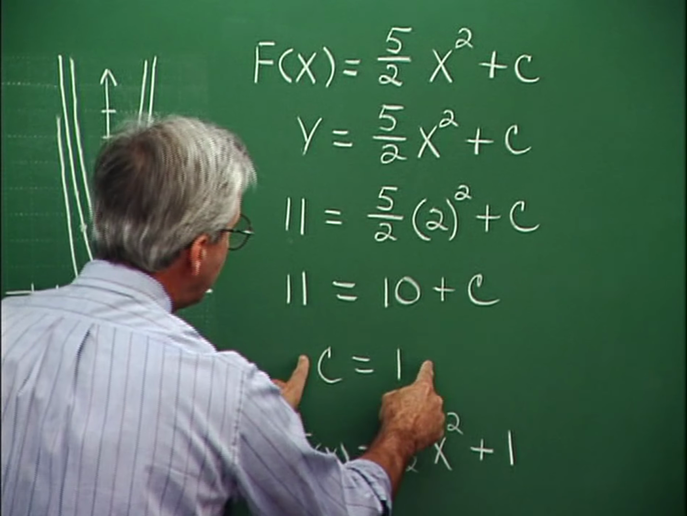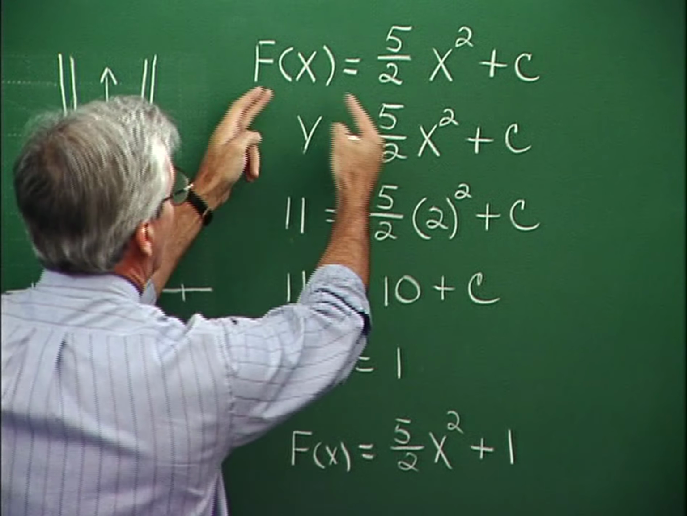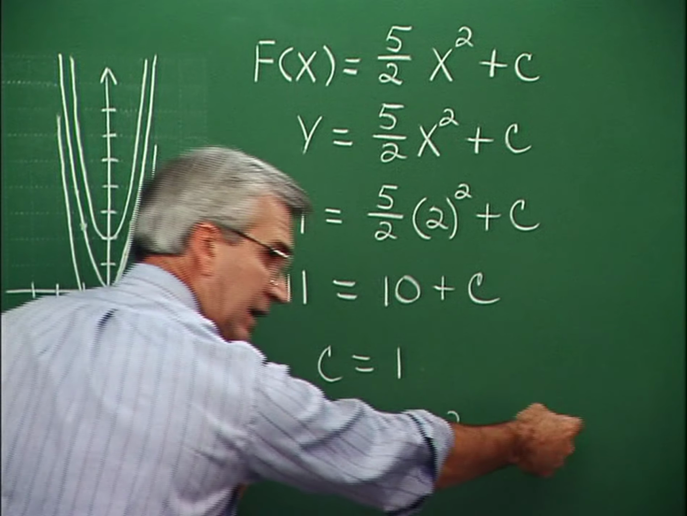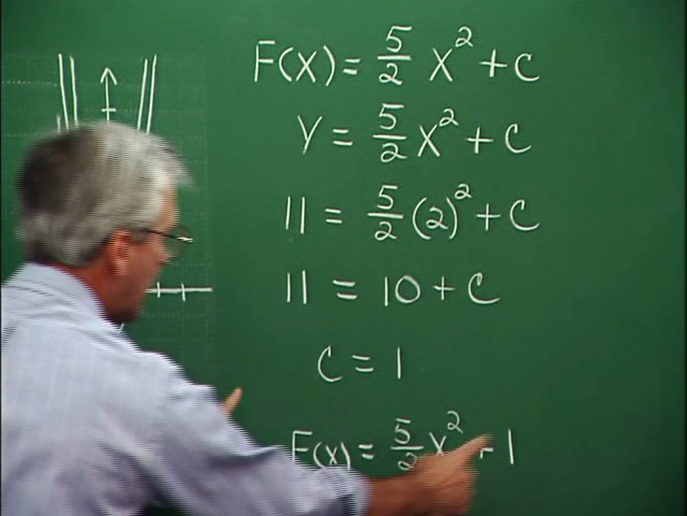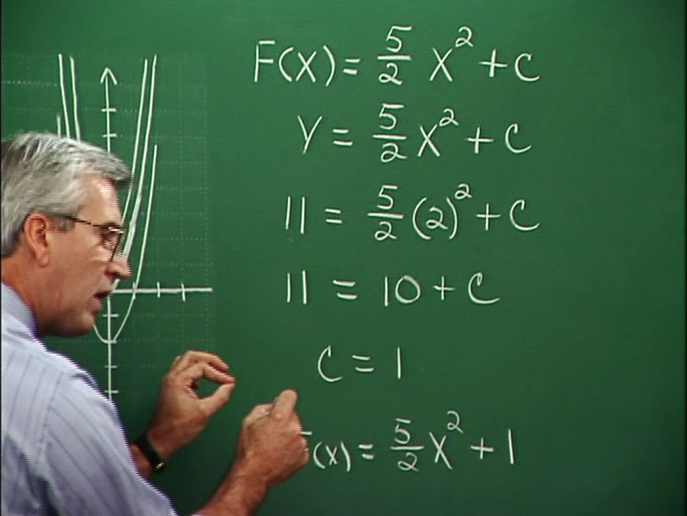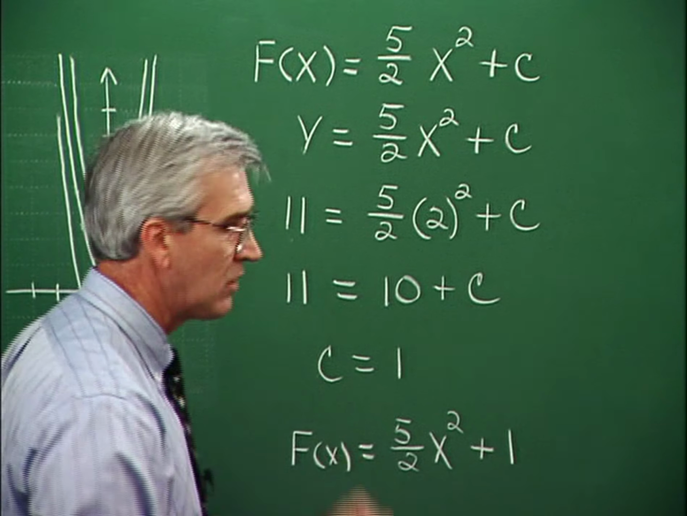And now we take this value of c and put it back into that general form for f of x, and we find the specific function for f to be this, with the c value of 1, that will allow us to have that point, that f of 2, to be 11 on the graph.